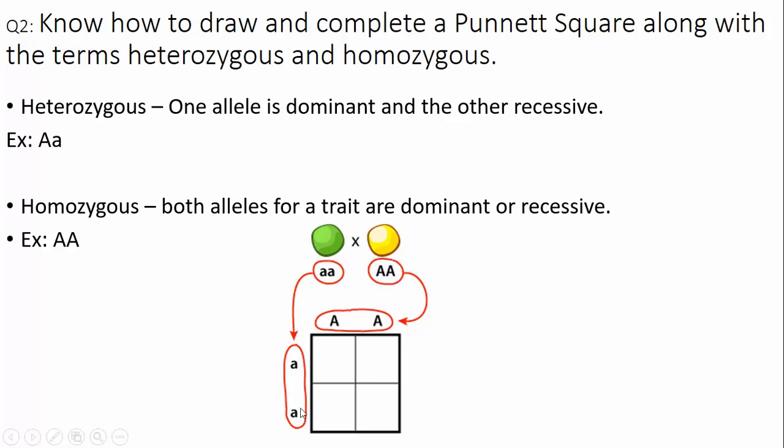So you put one on the side, one on the top, and then what you do is for these A's on the top, you simply bring them straight down. These A's on the side, you simply bring them straight across. So if I'm looking at this, I'm combining this capital A, or this dominant allele, with this recessive allele. So after I fill this Punnett square in, I'd have 4 heterozygous organisms.